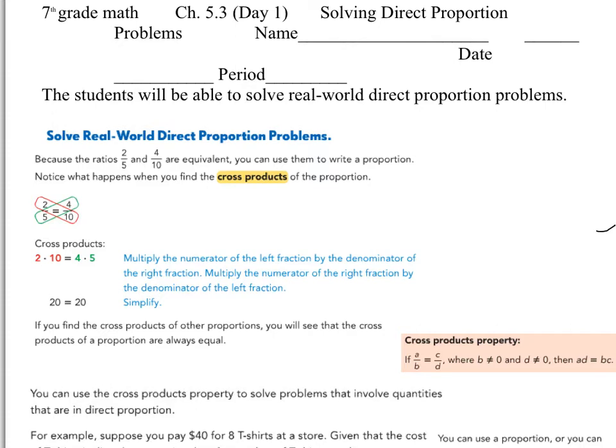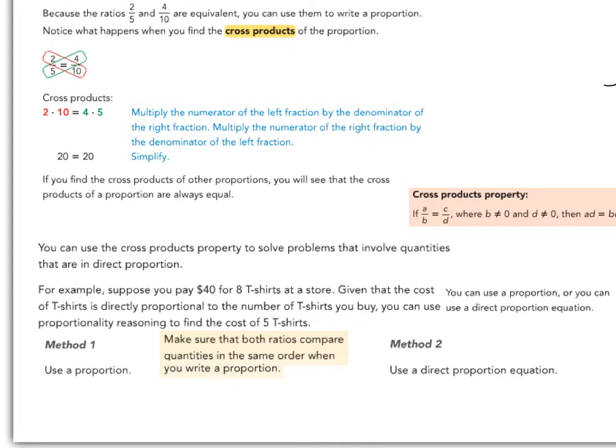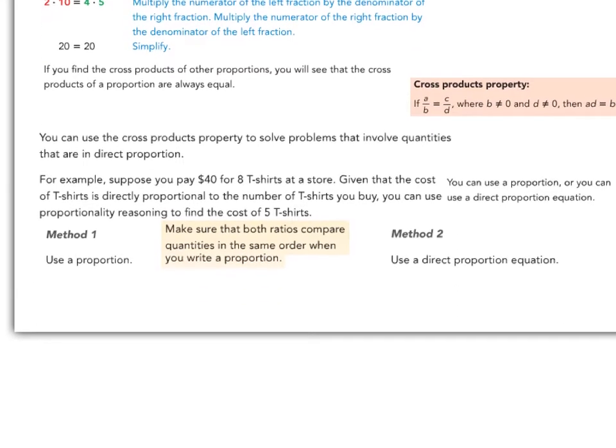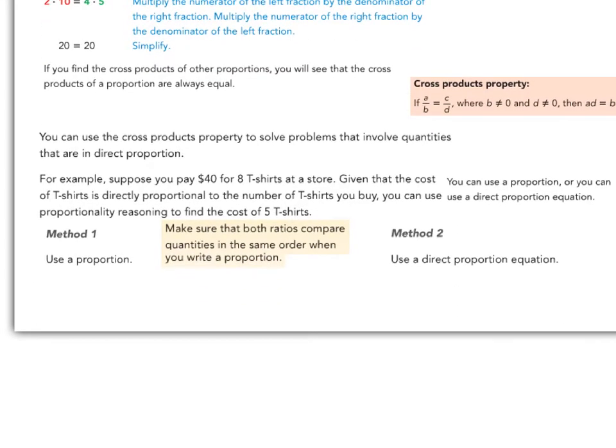All right. If you find the cross products of other proportions, you can see that the cross products of a proportion are always equal. You can use the cross products property to solve problems that involve quantities that are in direct proportion. For example, suppose you pay $40 for 8 t-shirts at a store. Given that cost of the t-shirts is directly proportional to the number of t-shirts you buy, you can use proportionality reasoning to find the cost of 5 t-shirts.